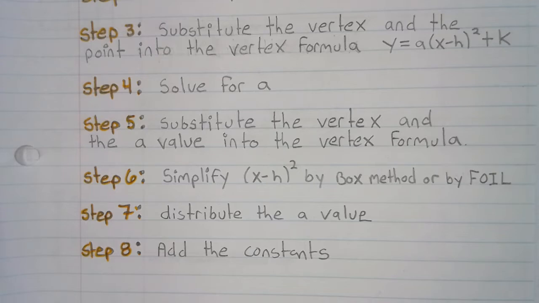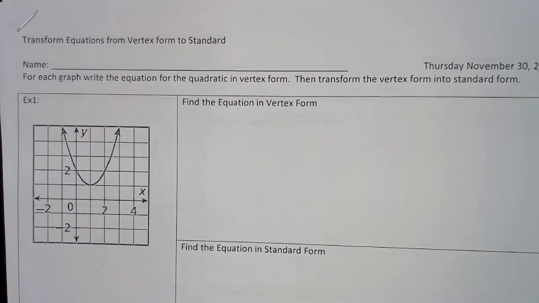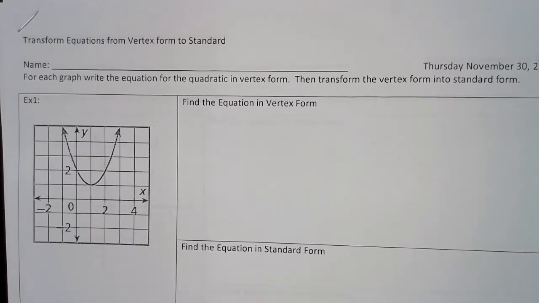All right, so if you would, finish up your notes. All right, now your notes are finished. Let's take a look at the examples. Example 1. For each graph, write the equation for the quadratic in vertex form, then transform the vertex form into standard form.